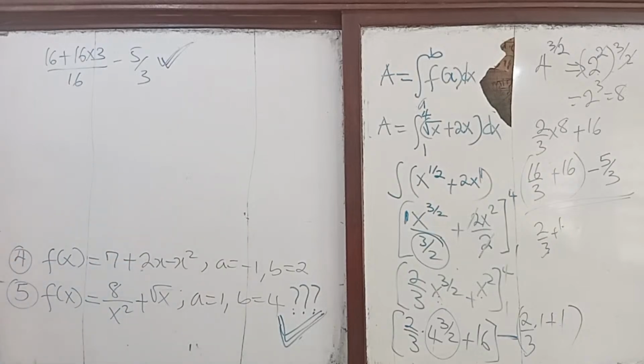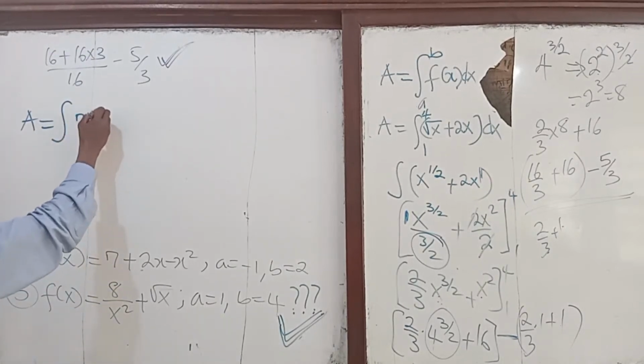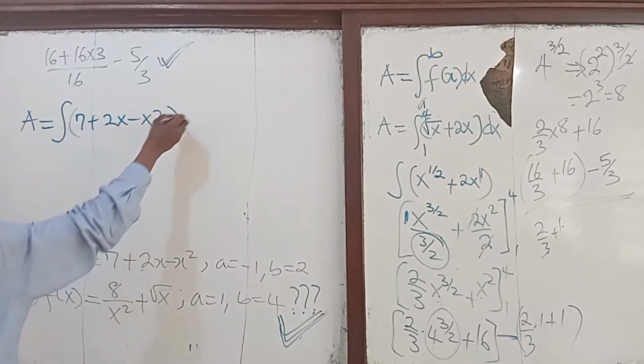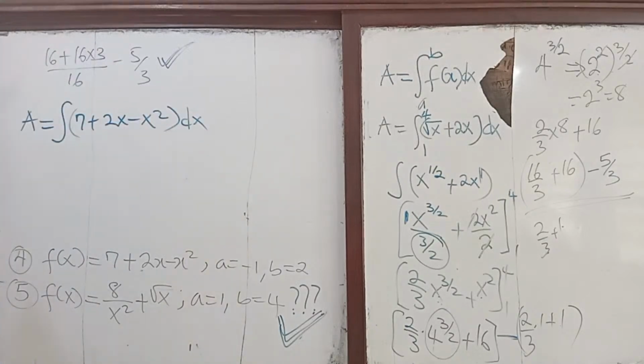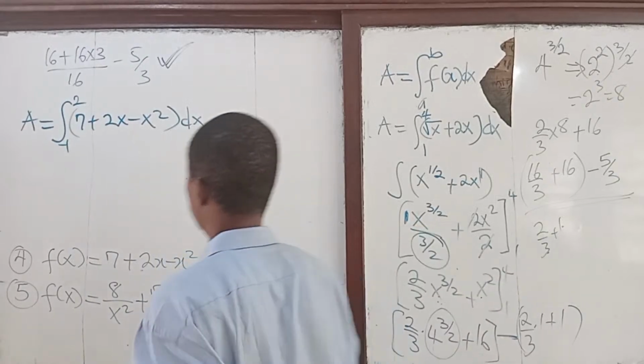For number 4, applying your formula, A will be equal to the integral of f of x, which is 7 plus 2x minus x squared dx. Okay. My lower limit is minus 1, my upper limit is 2. So that's that. Then begin to integrate each one of them. The integral of a sum of functions is equal to the sum of the integrals of each of those functions.